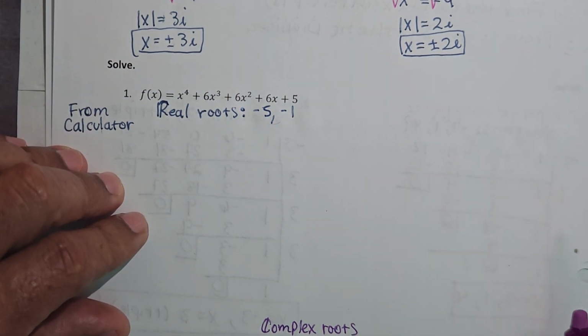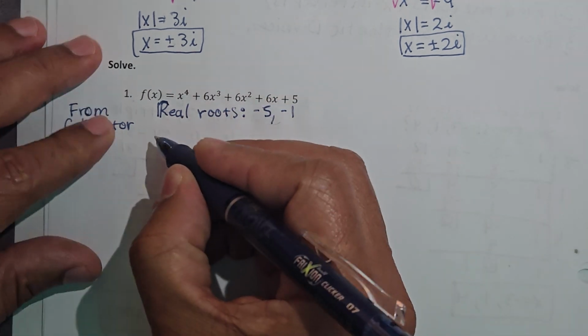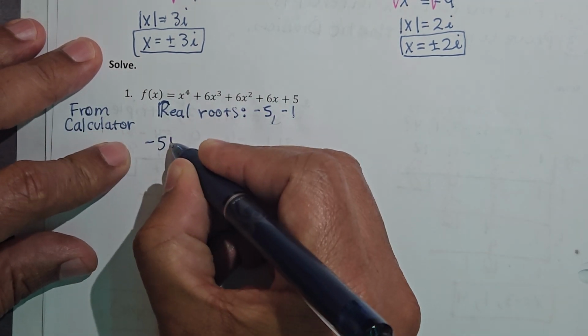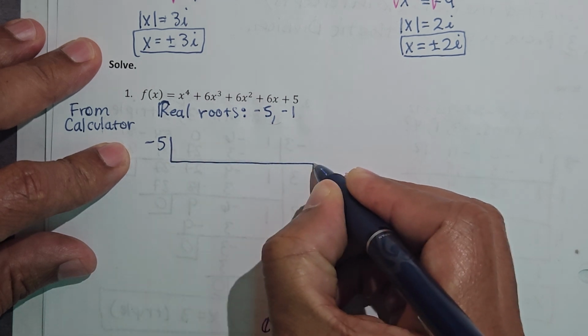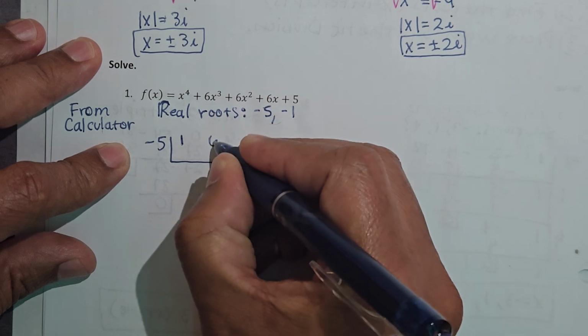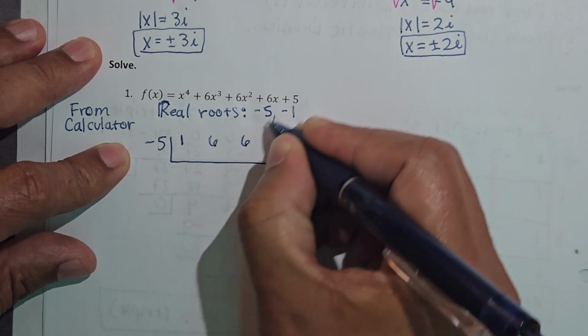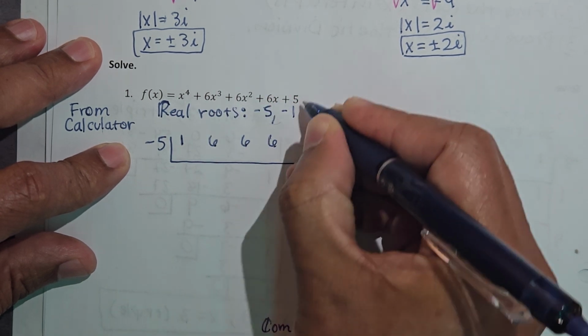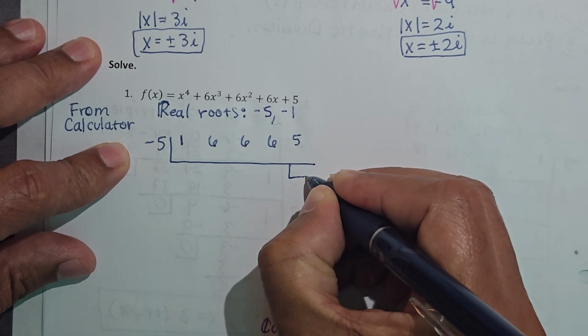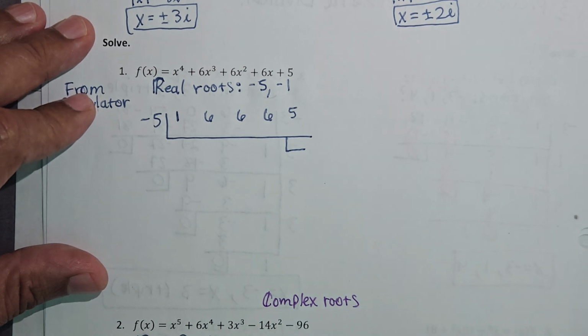So I'm going to set this up with synthetic division, which means I'm going to use negative 5. Then look at the coefficients of the polynomial. X to the 4th is 1. X to the 3rd is 6. X to the 2nd is also 6. X to the 1st is 6. And the constant is 5. So in the end, we should have a 0 remainder in that box.